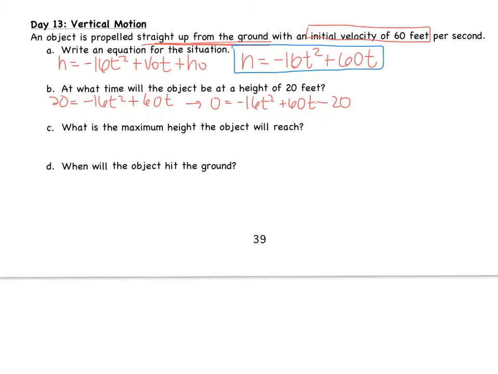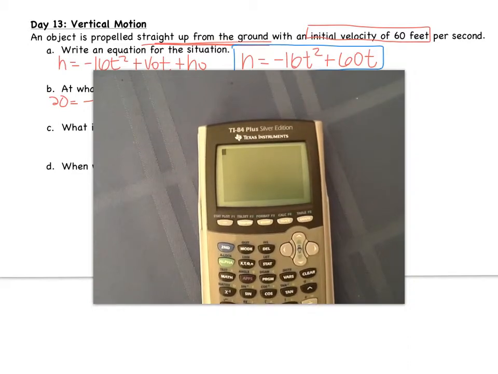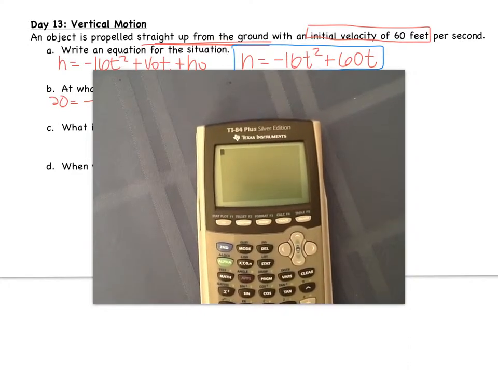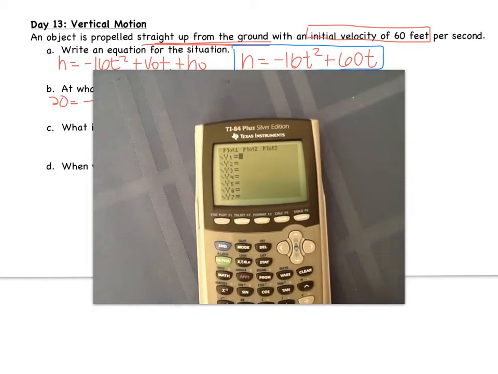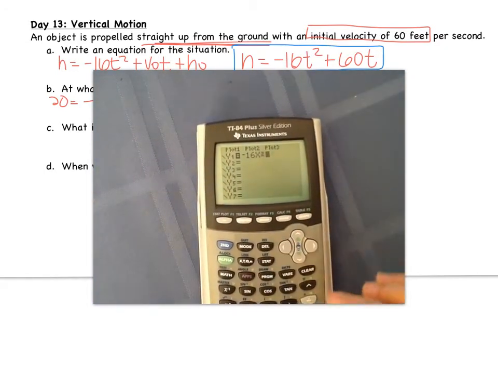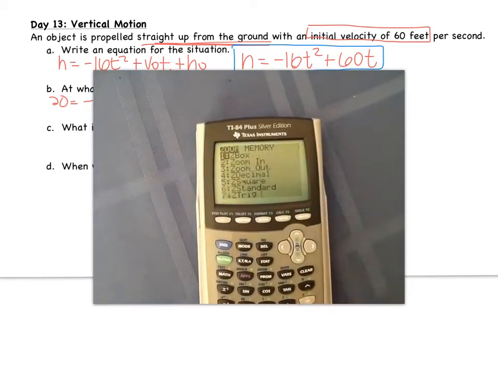Okay, now we have to go to the calculator. So I need to think, what function am I going to use in the calculator? Well, my equation is set equal to 0. So that means that I need to find my zeros. So right now, get out your calculator, please. Okay, at this point, you should have your calculator out. And here's what we're going to do. We are going to go to y equals and put on our equation, which is negative 16x squared plus 60x minus 20. And you're going to hit zoom 6.